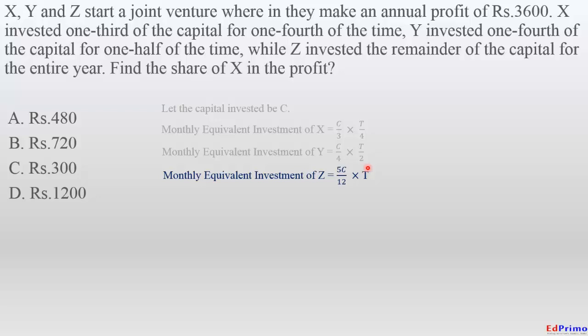Now the remainder of the capital can be calculated as C minus the capital invested by X and Y, C by 3 plus C by 4. So C by 3 plus C by 4, when we take an LCM, would give a result of 7C by 12, and C minus 7C by 12 would be 5C by 12. That is what we have got here as the investment of Z in terms of capital, and in terms of time he has invested for the entire year. So we can say that the investments of X, Y and Z are in the proportion CT by 12, CT by 8 and 5 CT by 12.